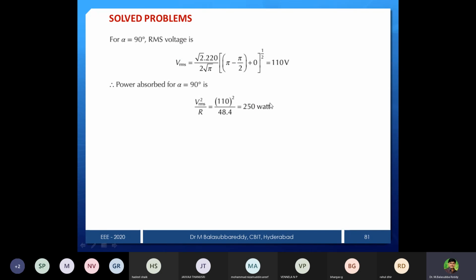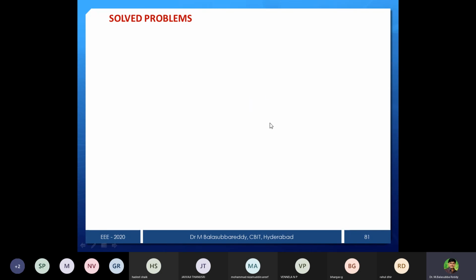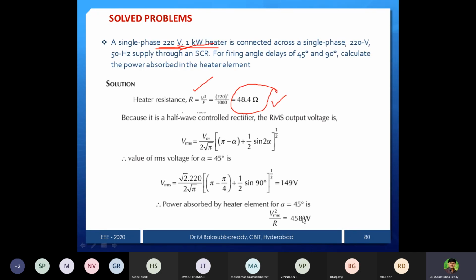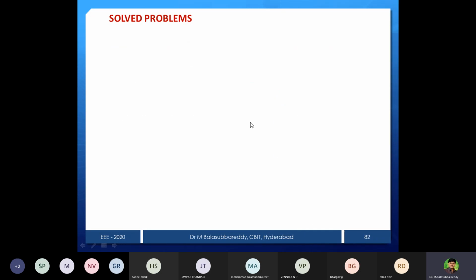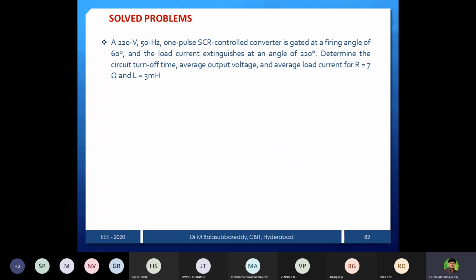So what is the power absorption at 90 degrees? 250 watts. And in this case, 458. What is the observation? If alpha increases, the output voltage decreases, and the power absorption also decreases. For 45 degrees we get more power absorption, and for 90 degrees less power absorption. So that is the difference between the firing angle and the output.